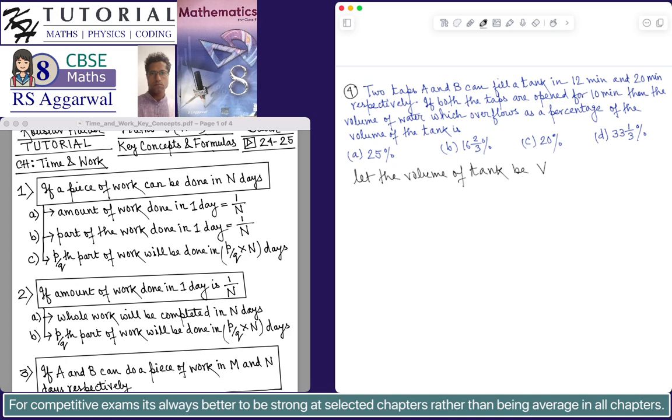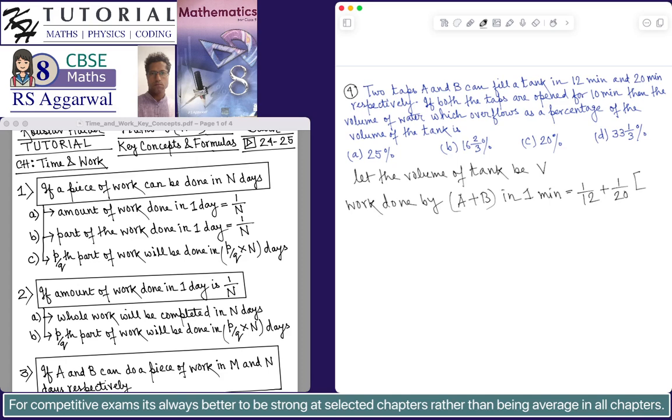Okay, so now let's compute the work done by the taps A and B in 1 minute. From the fact that tap A can fill the tank in 12 minutes and tap B can fill the tank in 20 minutes, we can say work done by A plus B in 1 minute, since the unit of time in this problem is minute, will be equal to 1 by 12 plus 1 by 20.